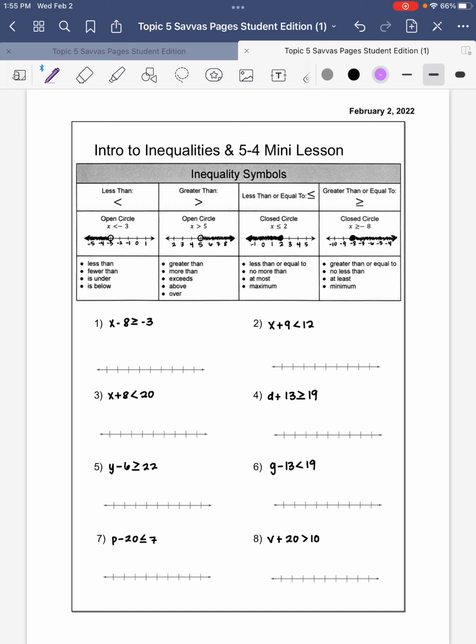Hey y'all, today is February 2nd and we did a lesson on Intro to Inequalities and Lesson 5-4 from Savas. So this is your little mini lesson. You do not have this paper, so grab a piece of paper to take notes on and let's get started.